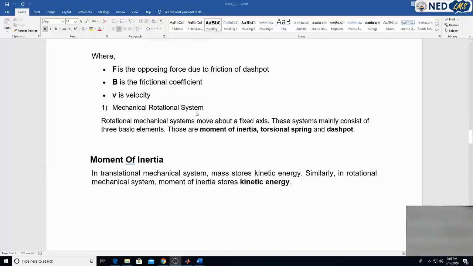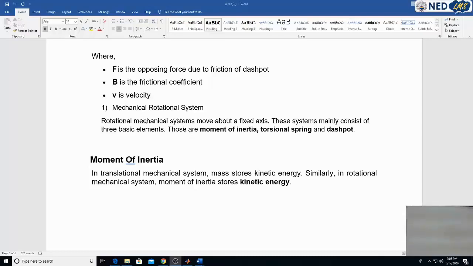The second important type of mechanical system which we will study in this course is the mechanical rotational system. This term is self-explanatory, because these are the types of system where the system moves about a fixed axis. These systems mainly consist of three basic elements: moment of inertia, torsional spring, and the dashpot.